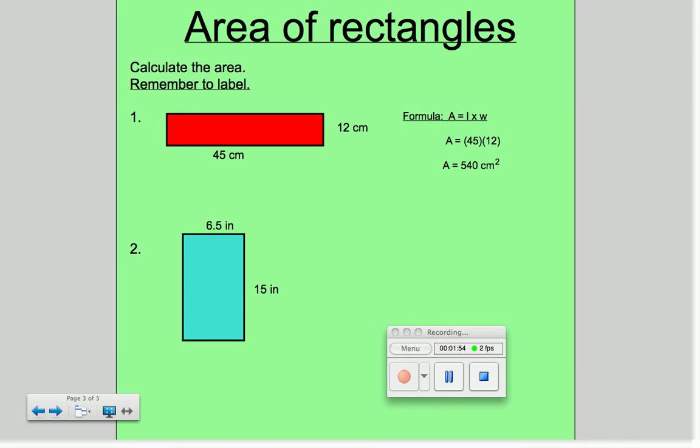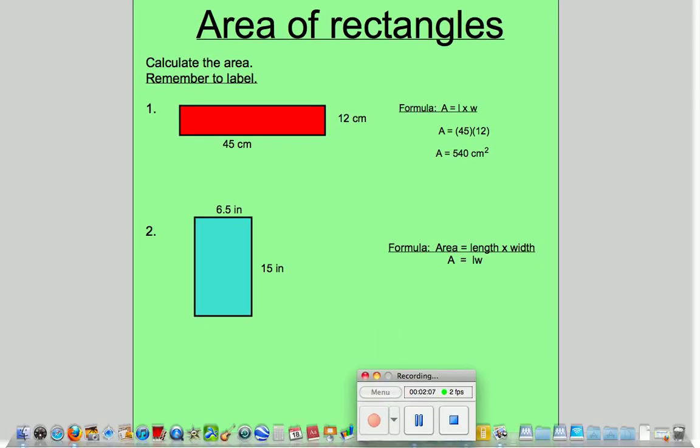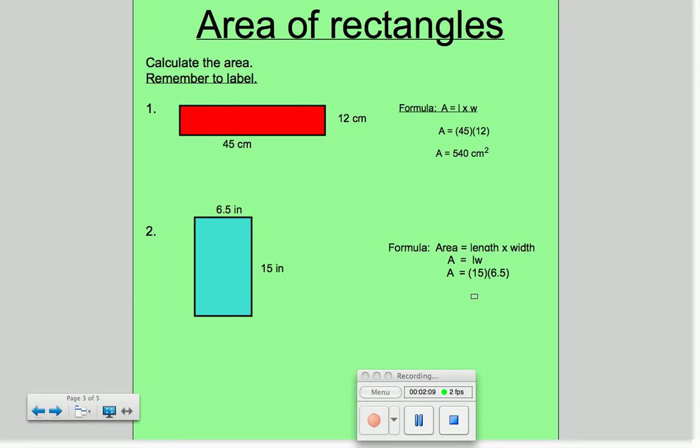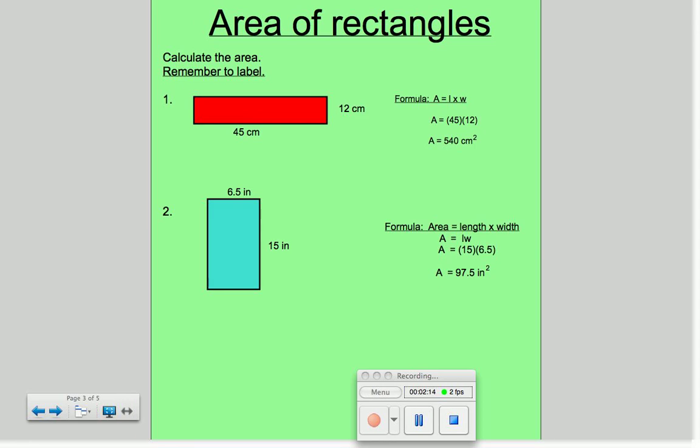The dimensions on the rectangle that is blue: we have a length of 15 inches and a width of 6.5 inches. So again, I'm going to use my formula. Area equals length times width. I'm going to plug in the values that I have, and I'm going to multiply. And then, of course, it's important that we always put a label on our area answer, because we're talking about the number of square units that it would take to cover these rectangles. So definitely need to put a label. Don't forget that.